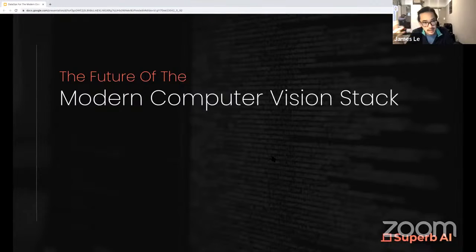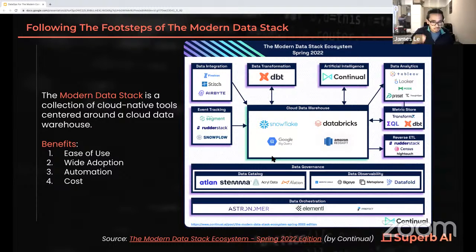For the final 3 slides, I will talk about the future of the modern computer vision stack, and basically what does it look like in the future. I'll say that the modern computer vision stack is gonna follow in the footsteps of the modern data stack. So if you work in data science, I would assume most people at Data Science Dojo do, you might have heard of this term called the modern data stack, being everywhere in the past 2 years or so. The idea of the modern data stack is that it's a collection of cloud-native tooling centered around a cloud data warehouse.